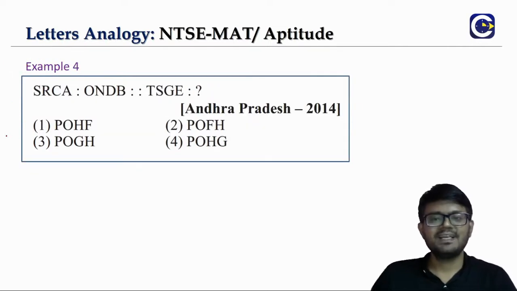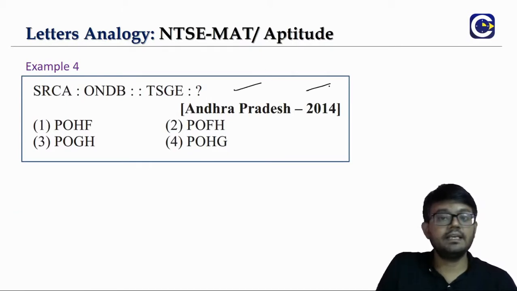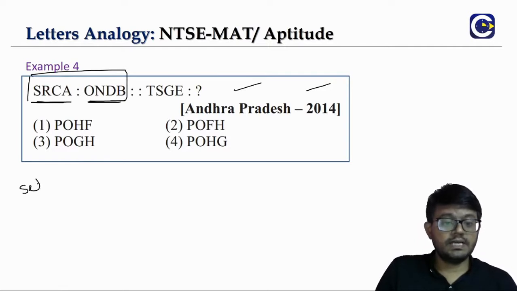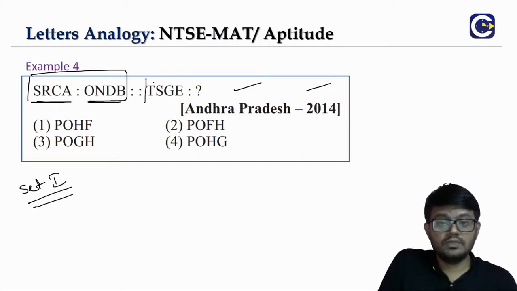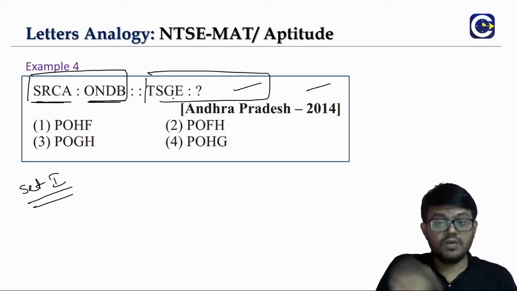Okay. Let us go to example 4. This has already come in, I think, Andhra Pradesh NTSC. SRCA is related to what? ONDB. This is our set 1. So what is the approach here? From set 1 we have to get the relation. We have to apply the same relation for the set 2 missing. So set 2 there is a sequence given. PSG is given. For that we have to find what is the relating sequence.